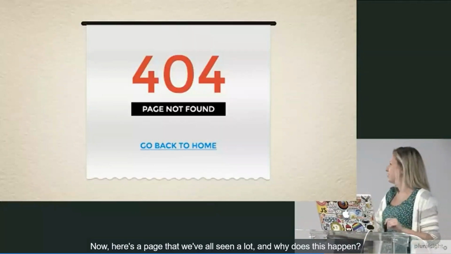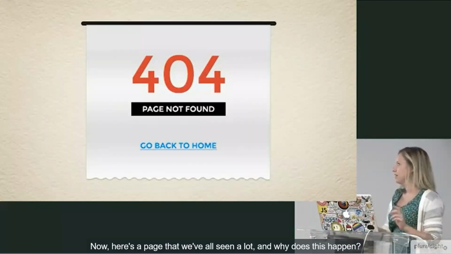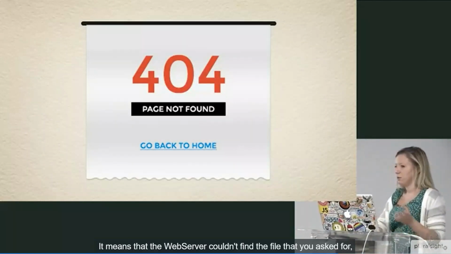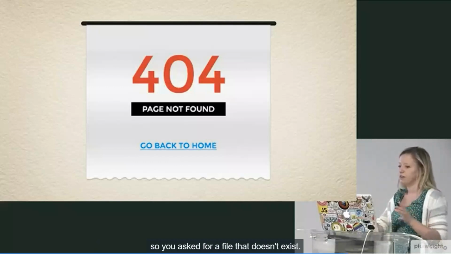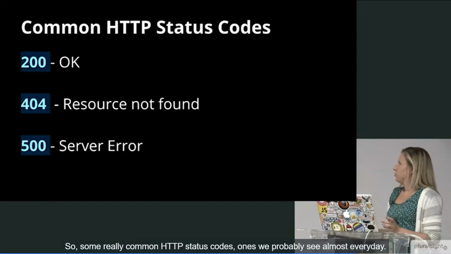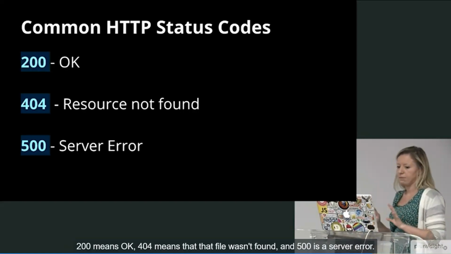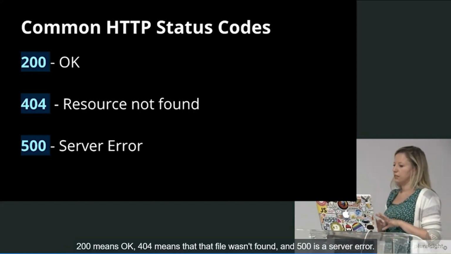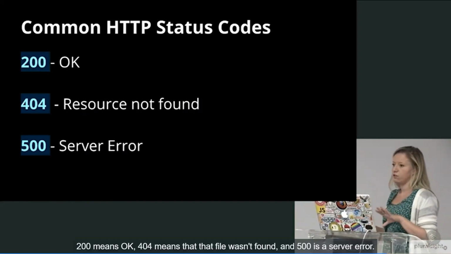Now, here's a page that we've all seen a lot. And why does this happen? It means that the web server couldn't find the file that you asked for. So you asked for a file that doesn't exist. Some really common HTTP status codes, ones we probably see almost every day: 200 means OK, 404 means that that file wasn't found, and 500 is a server error.